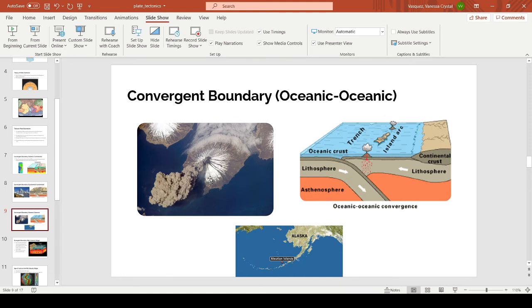In this image, it's showing you a volcanic eruption occurring in one of the Aleutian Islands, but you can see that there's a line of volcanoes here. Again, this is an example of two oceanic plates colliding into each other and one of them subducting, creating the island arc.